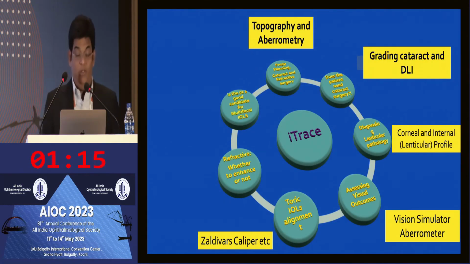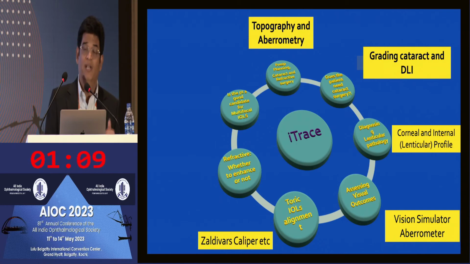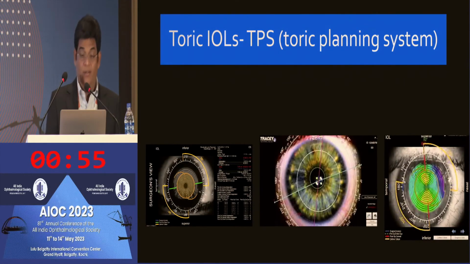Now, I will not go into this, but for toric IOLs, there are specific programs designed, not only to align it pre-surgery, but also to check its alignment post-surgery, and to decide whether there is a significant amount of malalignment, and whether we need to undertake surgery to correct the toric IOL alignment or not.